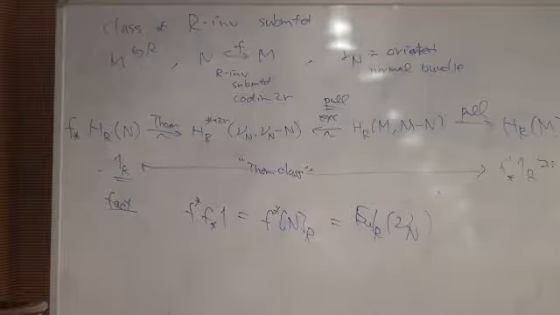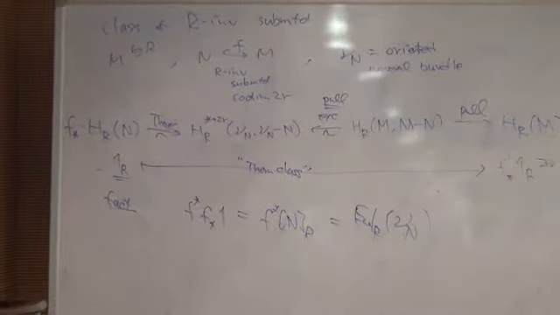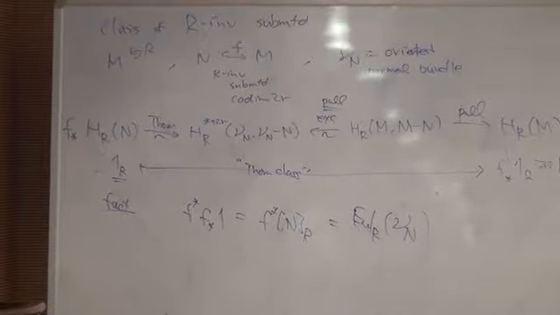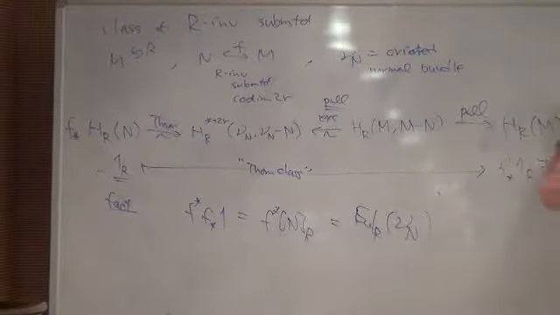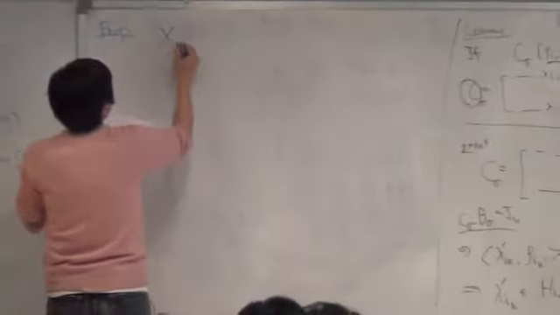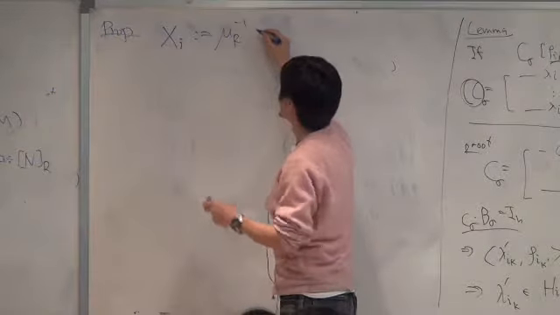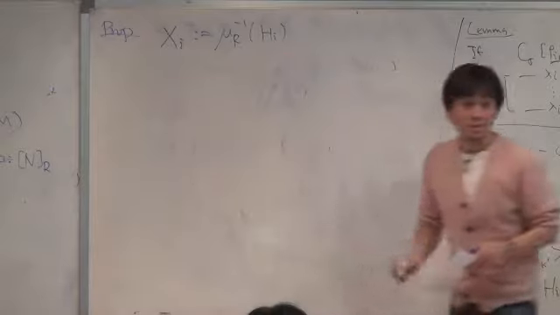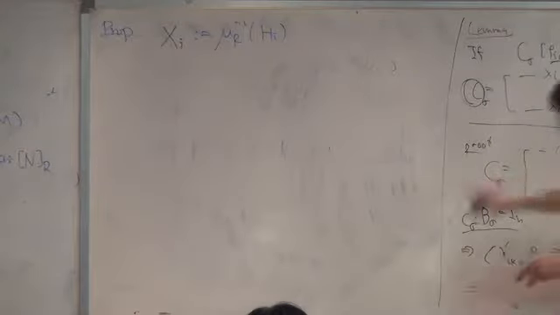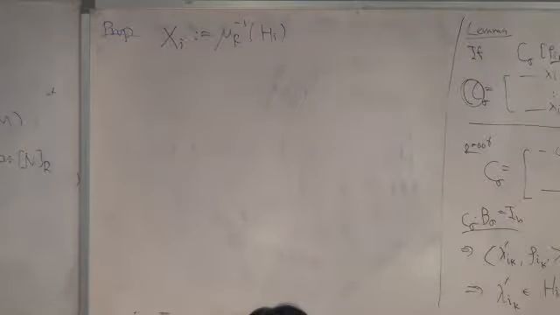Now let's look at the T-invariant submanifolds inside of a toric manifold. And here is the proposition we want to show. Let's let this xi be the preimage under the moment map of a facet.